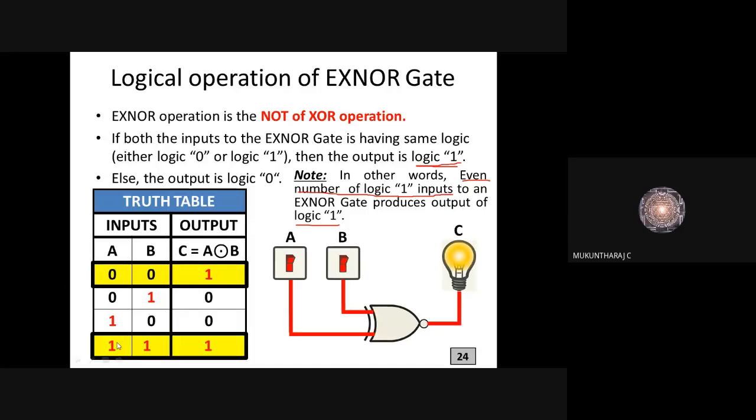So this is the fourth combination, 1 1. Both the inputs have the same logic, and you can observe that both the inputs having logic 1 produce an even number of ones. The inputs have even number of logic 1, so output goes to logic 1. Right?